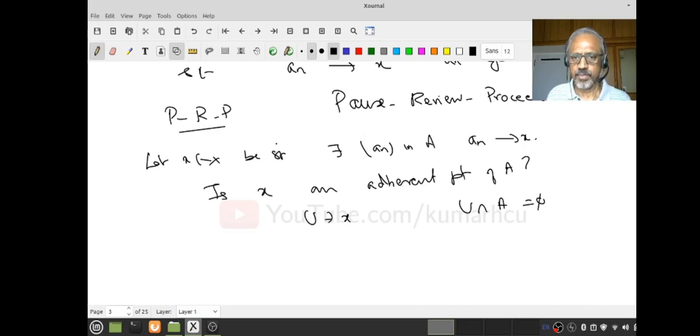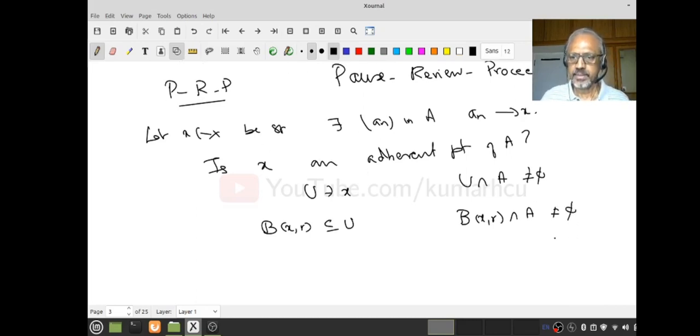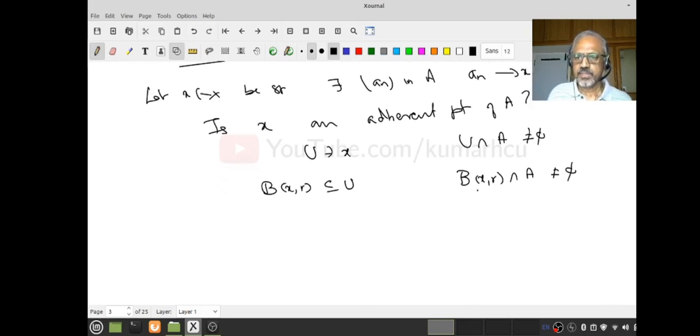Since we use the metric space topology, that means there exists an r positive so that B(x, r) is contained in U. If I show B(x, r) intersection A is non-empty, I am through, because B(x, r) intersection A is contained in U intersection A. But this is very easy. What do I know?